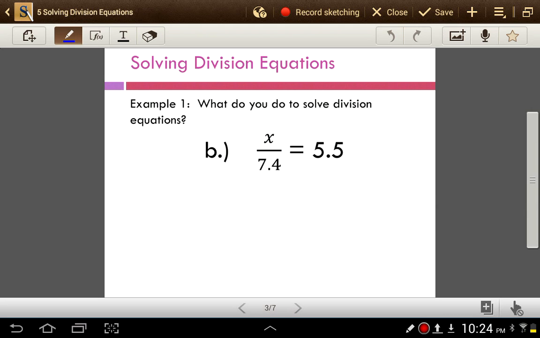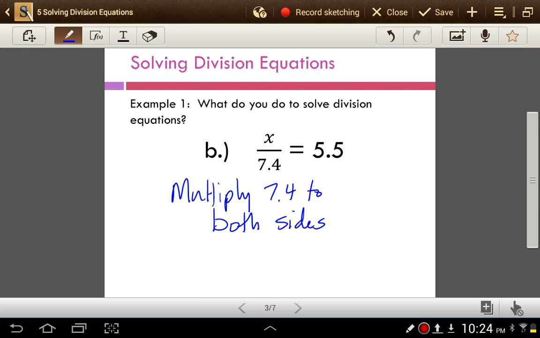Okay? To show you again, here I am dividing, so my fraction bar stands for division. So I have x divided by 7.4 equals 5.5. So what would I do to solve it? Well, the inverse of dividing is to multiply, so I'm going to multiply 7.4 to both sides. That is how I would solve this problem, and that would be the equivalent equation of solving. Okay, so again, the inverse of division, which this is division, the inverse of division is to multiply, and that's how I'm going to solve them.